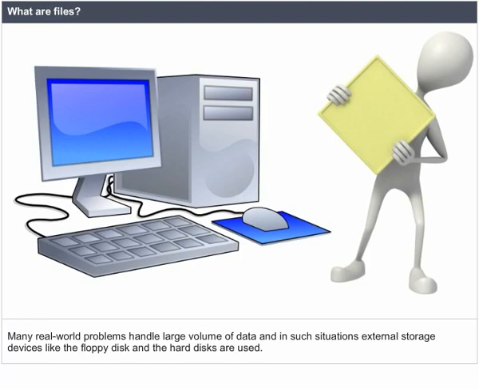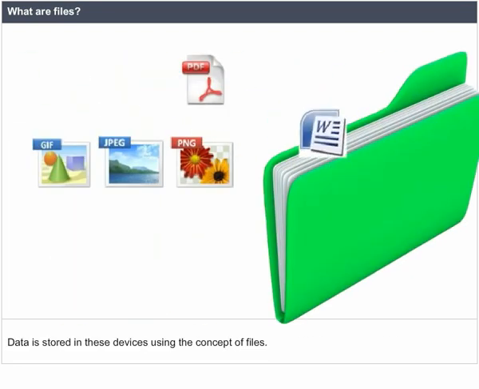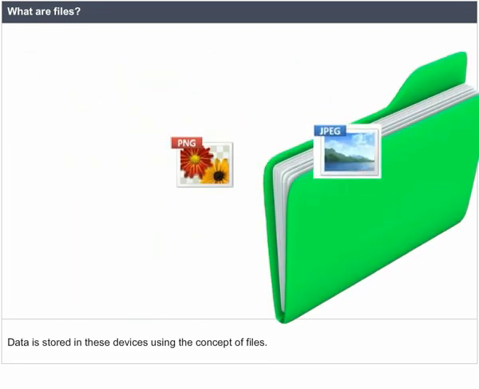What are files? Many real-world problems handle large volumes of data, and in such situations, external storage devices like the floppy disk and the hard disk are used. Data is stored in these devices using the concept of files. A file is a collection of related data stored on a particular area of the disk.